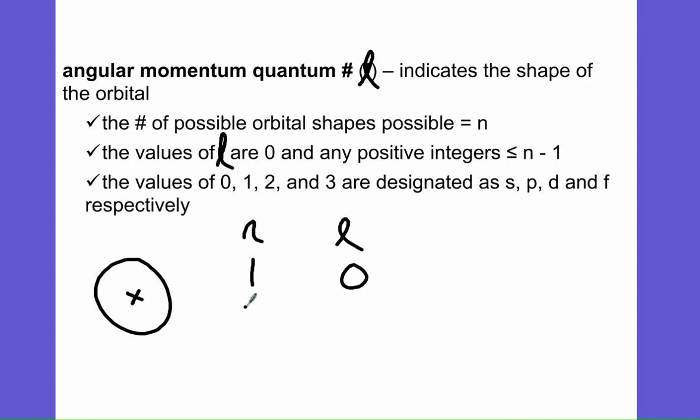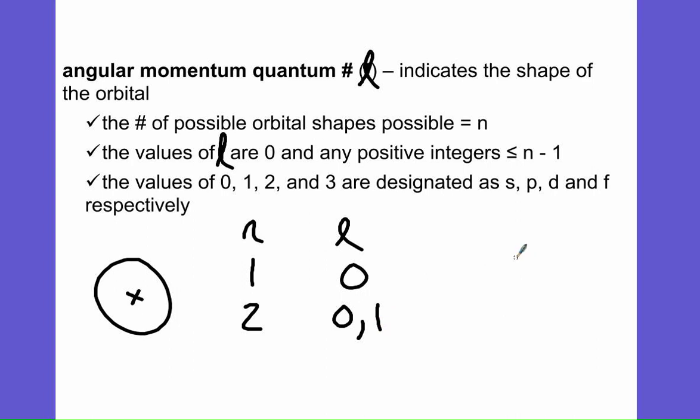It's only when we get to n equals 2 that we get a new shape, because 2 minus 1 is 1. So I have values for L that are 0 and 1 for my second energy level. And that introduces a new shape. 1 is going to be designated as P, and that P sublevel corresponds with the P block on my periodic table. So I'm talking boron through neon right now. But that new sublevel has a new shape of orbital that we need to deal with.